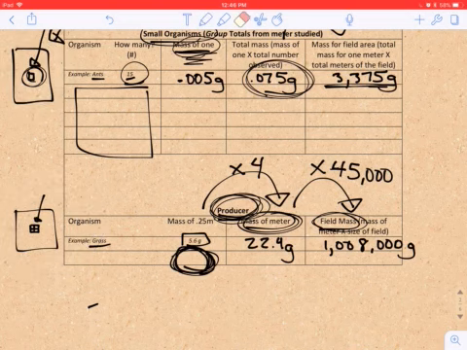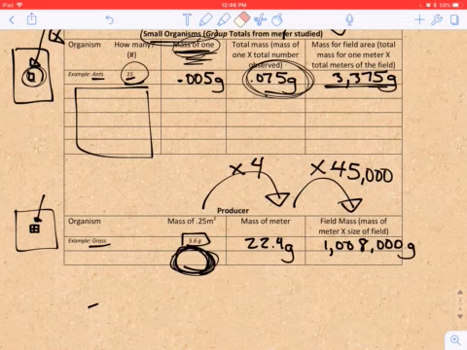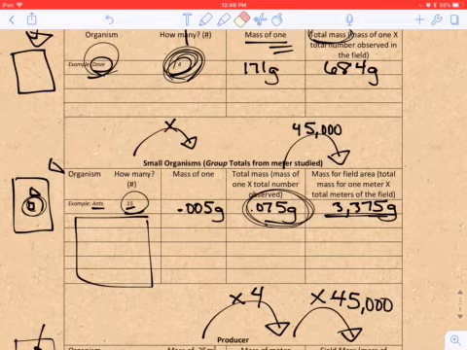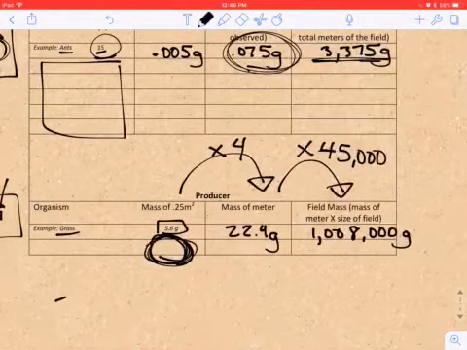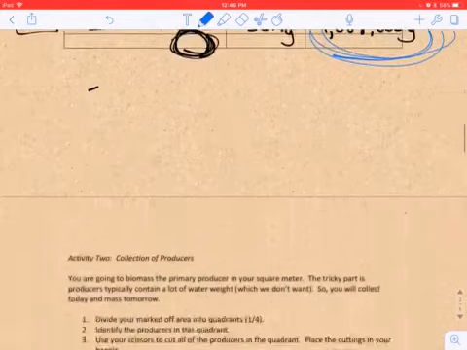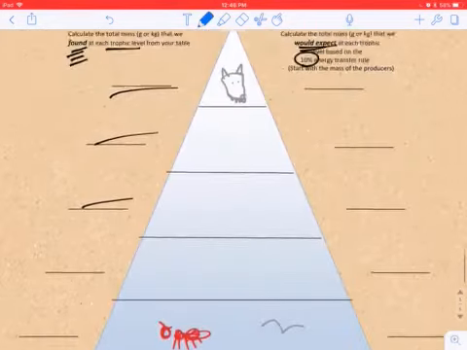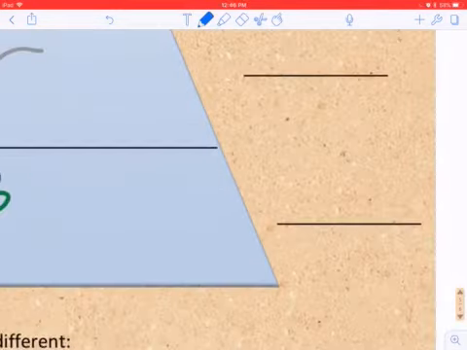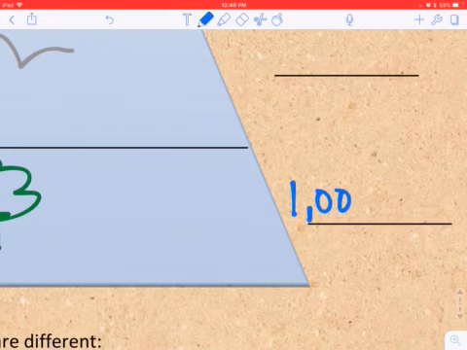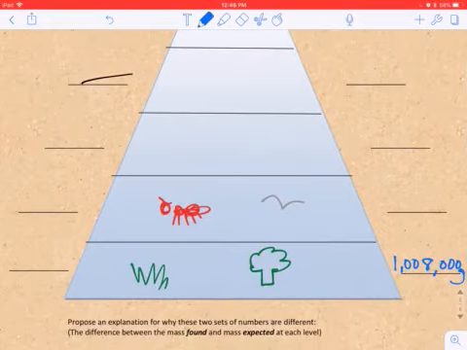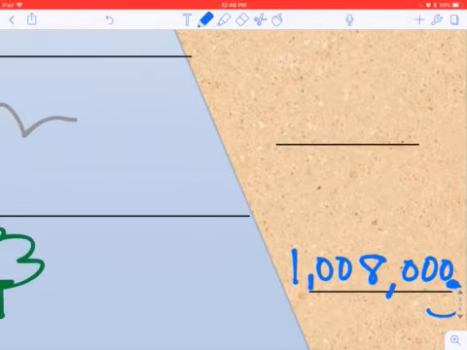Okay, now you're going to take these numbers and put them on the pyramid. Let's start with our producer. This number right here is very important. Let's go down and do this side first. So this is our 10% rule. You're going to put that number down here at the bottom, 1,008,000 grams of producer.